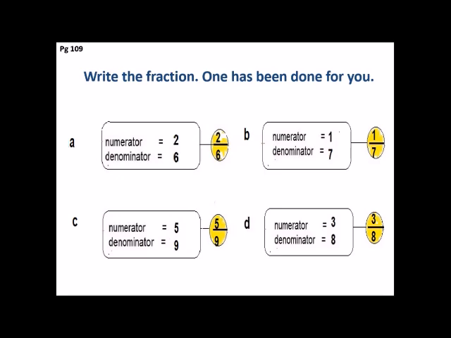In part A, numerator equals to 2, whereas denominator is equals to 6. As we have learned that top number is called numerator, whereas bottom number is called denominator. So 2 by 6 is a fraction. In part B, numerator is equals to 1, whereas denominator is equals to 7. So what would be the fraction? 1 by 7. Likewise, you have to solve rest of the parts and match your answers with the solution.